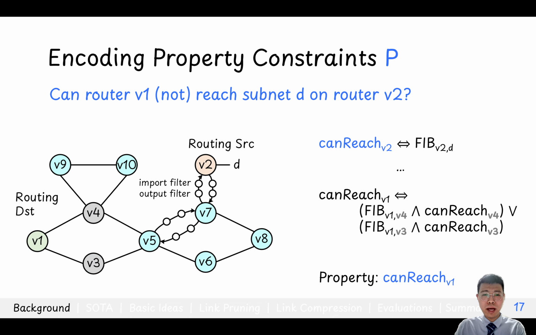For canReach V1, the definition becomes recursive. It holds if either V1 forwards to V2 and V2 can reach the destination, or V1 forwards to V3 and V3 can reach the destination. Finally, the original problem, can router V1 reach subnet D on router V2, is transformed into an SMT satisfiability problem, and we only need to check whether canReach V1 is satisfiable or not.